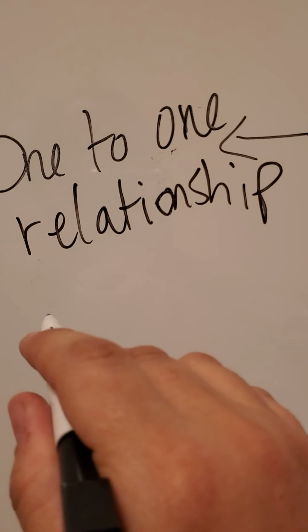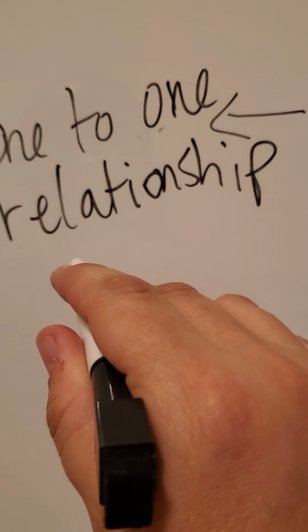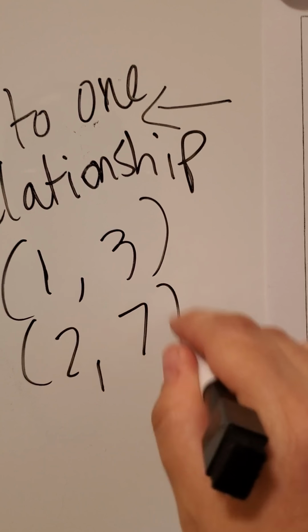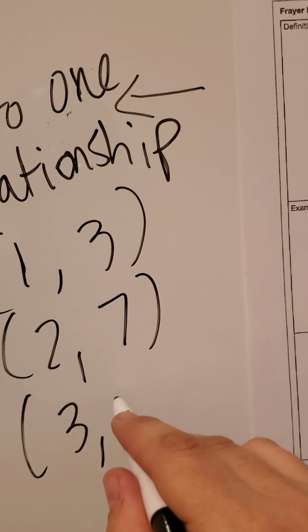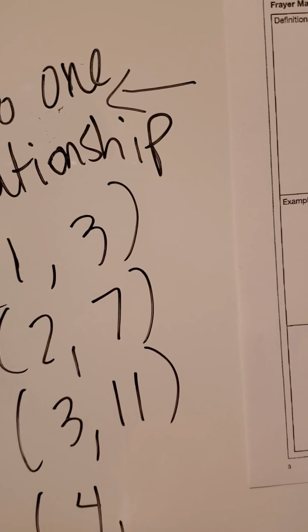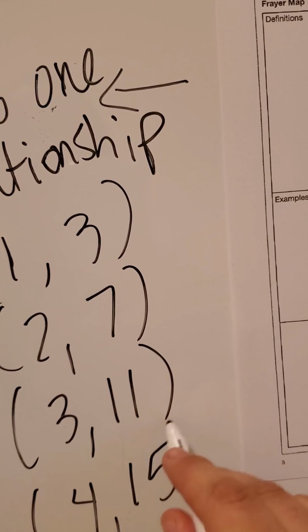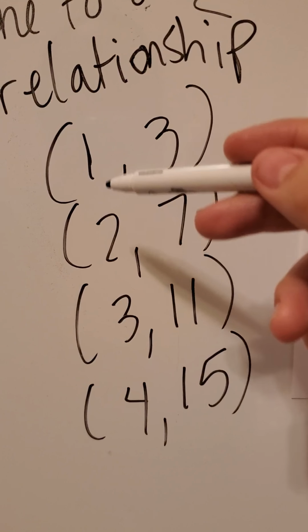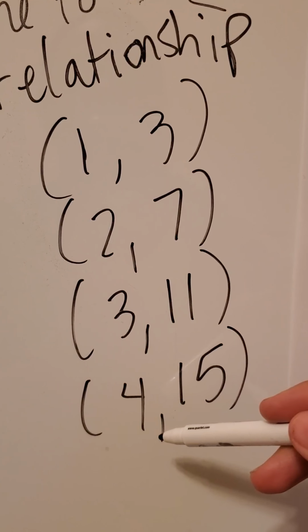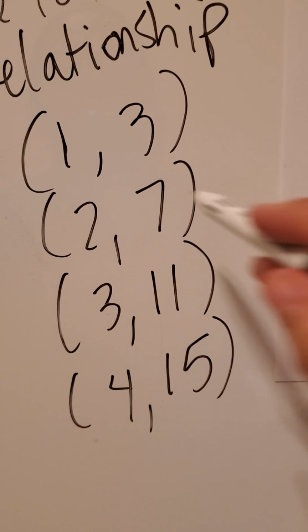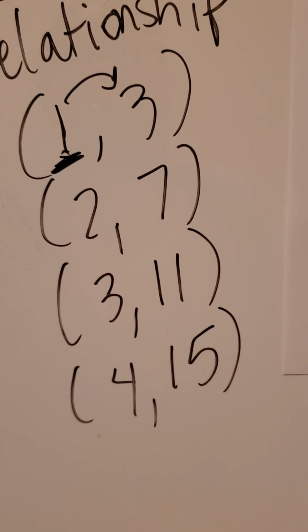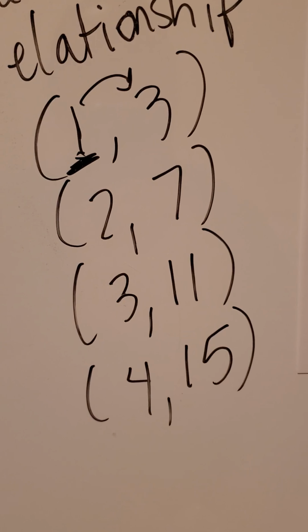So for example, if I have some ordered pairs, let's say (1, 3), (2, 7), (3, 11), and (4, 15). If I notice, none of my x's repeat. I have a 1, a 2, a 3, and a 4. They don't repeat, okay? And so each x is associated with only one y, okay? So that would be a function, okay?